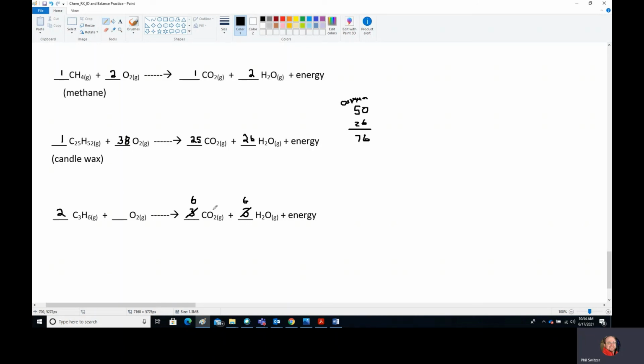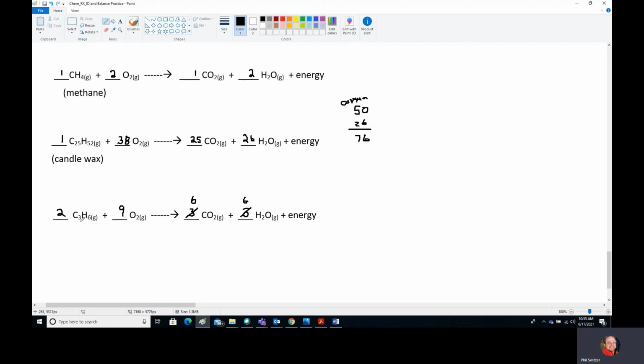Okay, 6 times 2 is 12, plus 6, 18, half of 18, 9. I feel this can be simplified, but if you divide everything by 2, that doesn't work. 9 doesn't divide by 2. There's no common multiple. So indeed, it is 2 moles of C3H6, 9 moles of oxygen. Burn those together and it would give us 6 moles of CO2 and 6 moles of H2O gas and give off some energy. That's how to balance hydrocarbon combustion.